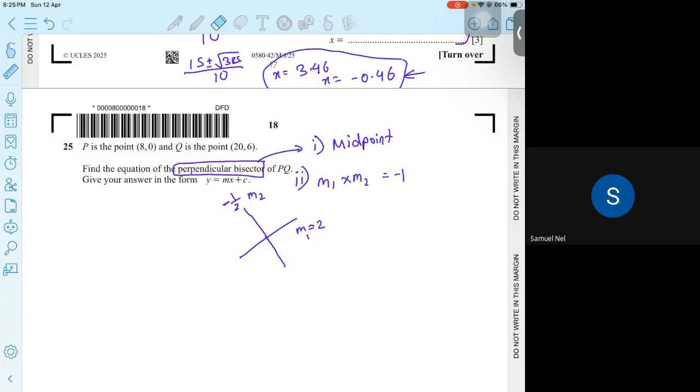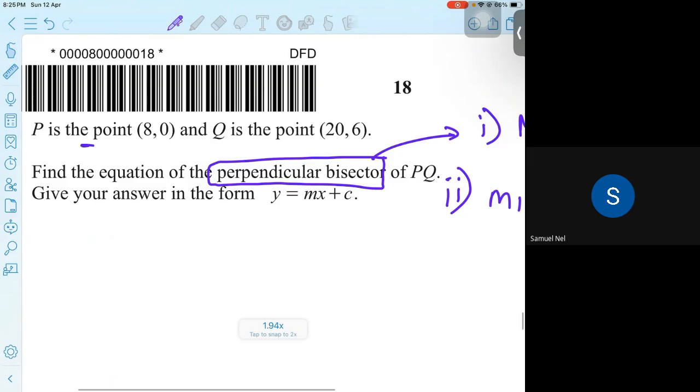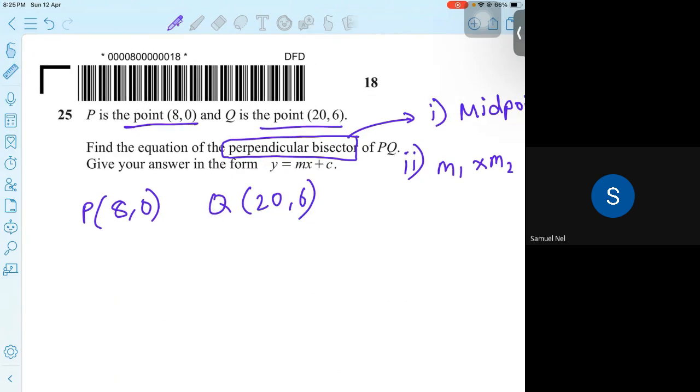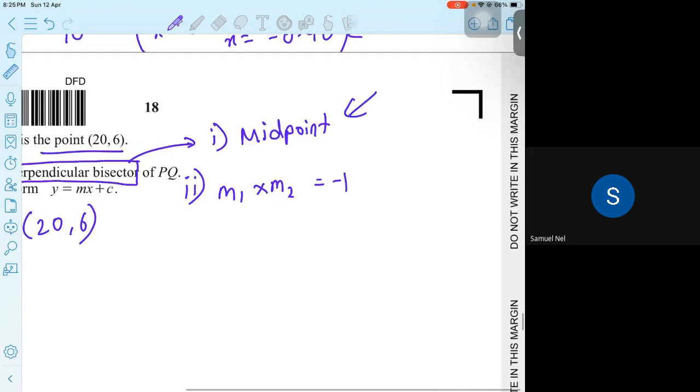Okay, so let's read the question now. There are multiple coordinates given, P and Q. So let's write those down. P is (8, 0), and Q is (20, 6). So find the equation of the perpendicular bisector. So the first thing we have to do is find the midpoint, obviously.